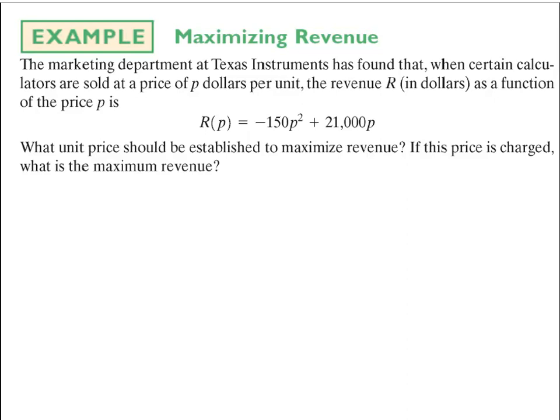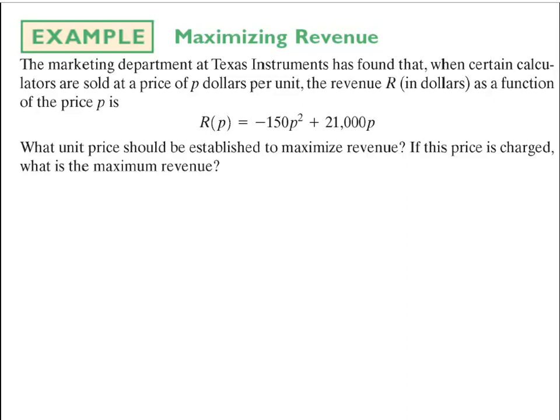Which makes sense. The less we charge per calculator, probably the more calculators we're going to sell and the more revenue we're going to make, in theory. Probably the more we charge per calculator, the fewer calculators we'll sell and the less revenue we'll make. So revenue is definitely a function of the price. So the question here says, what unit price should be established to maximize the revenue? And if this price is charged, what is the maximum revenue?